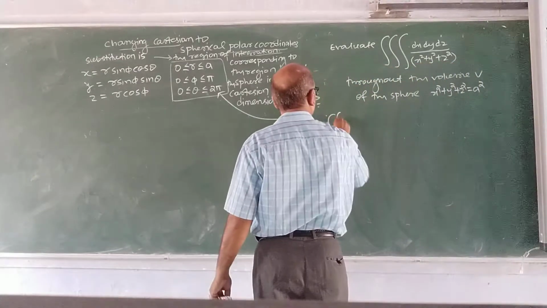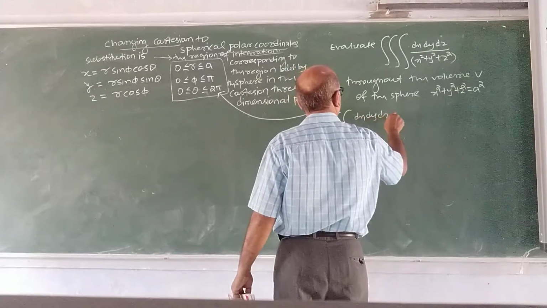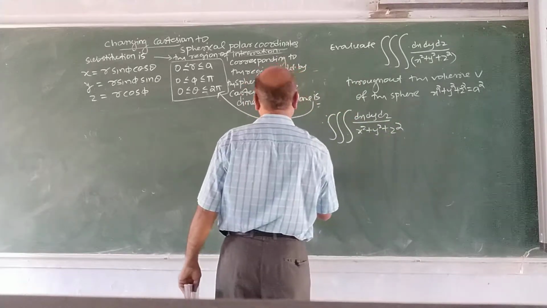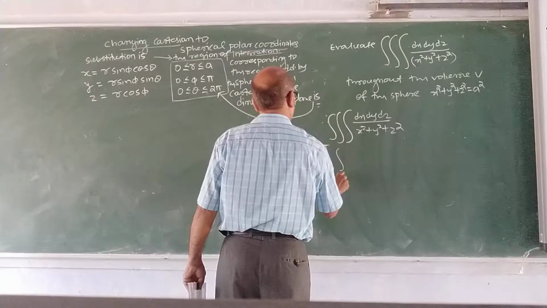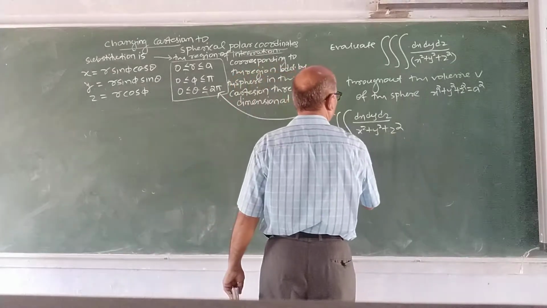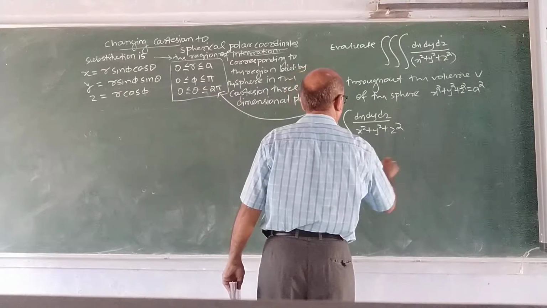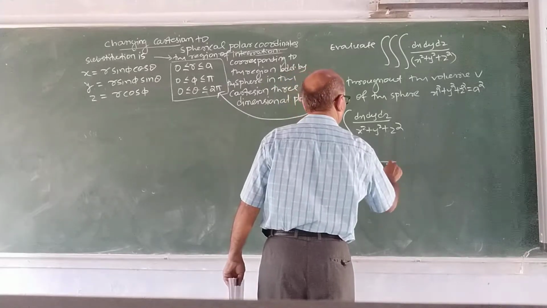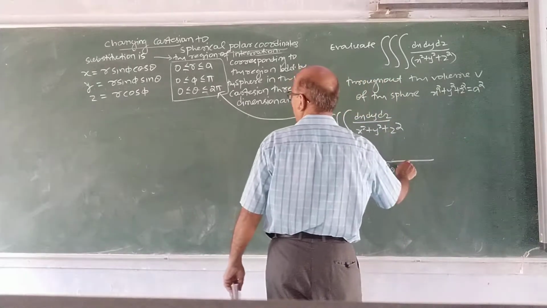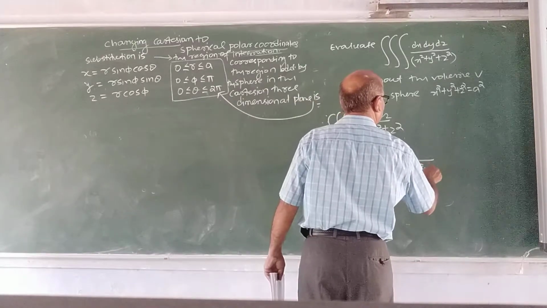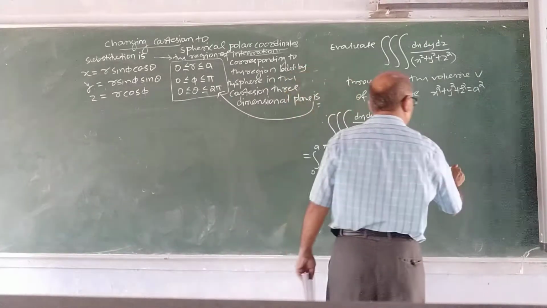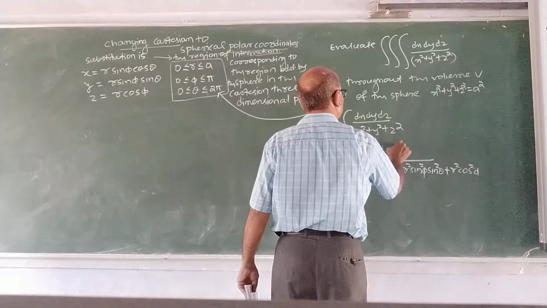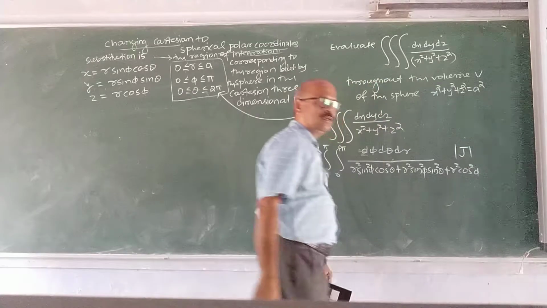Now I come to the problem directly. dx dy dz upon x square plus y square plus z square, what are the limits? 0 to a, 0 to pi, 0 to 2 pi. 1 upon x is r square sin square phi cos square theta plus, what is y? r square sin square phi sin square theta plus r square cos square phi, d phi d theta dr into the Jacobian.